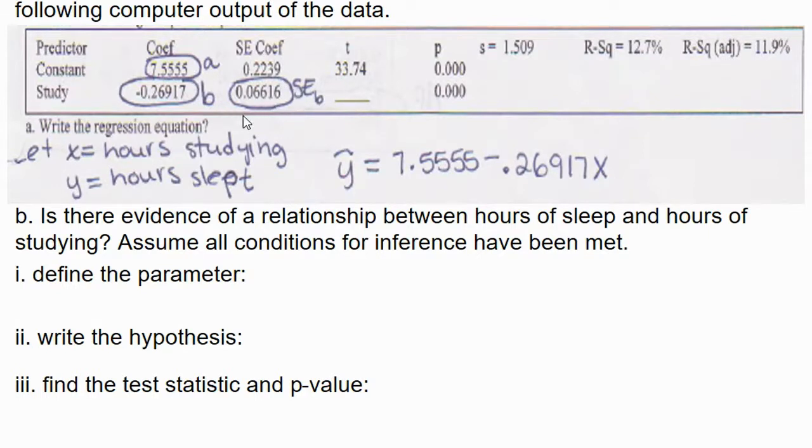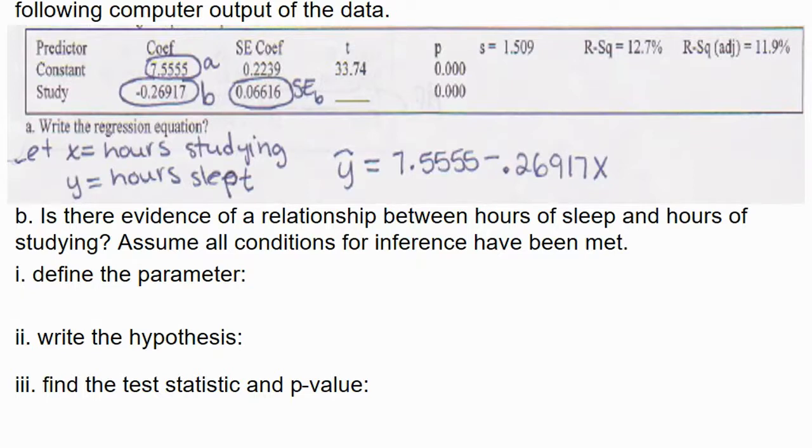Again, I just labeled it on your table. Identify the 0.06616 as your standard error of the slope. In other words, SEB. We will need that to find our test statistic, which is what we're doing on letter B.